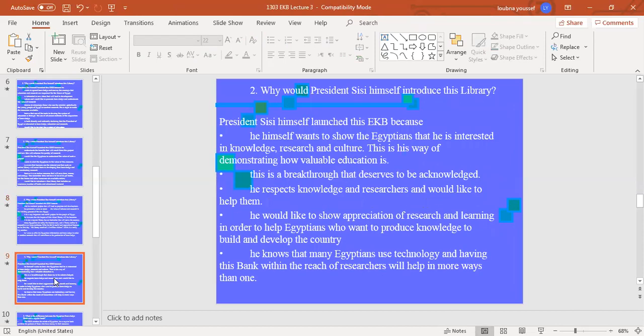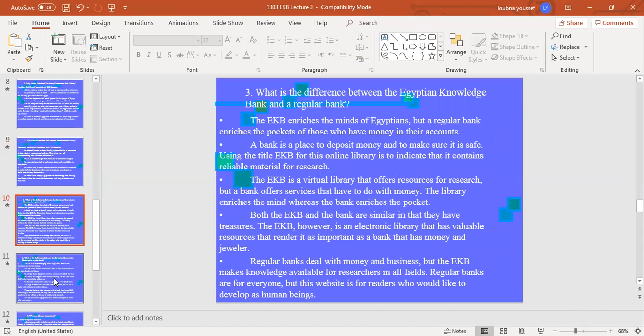Now, this is a slide that I will leave for you to read on your own, but it more or less introduces some of the ideas we discussed before. Now, what is the difference between the Egyptian knowledge bank and a regular bank? Now, here we have comparison and contrast. Now, the Egyptian knowledge bank enriches the minds of the Egyptians, but a regular bank enriches the pockets of those who have money in their accounts.